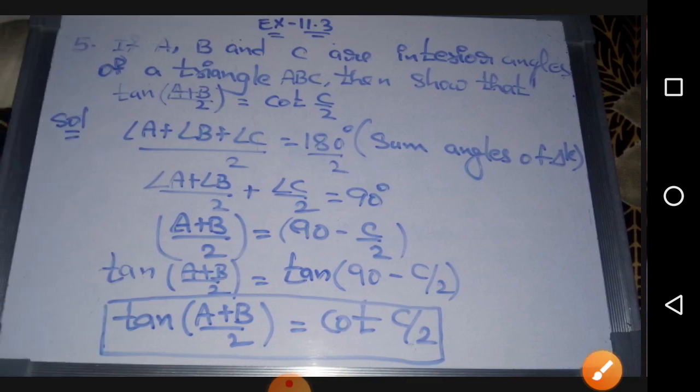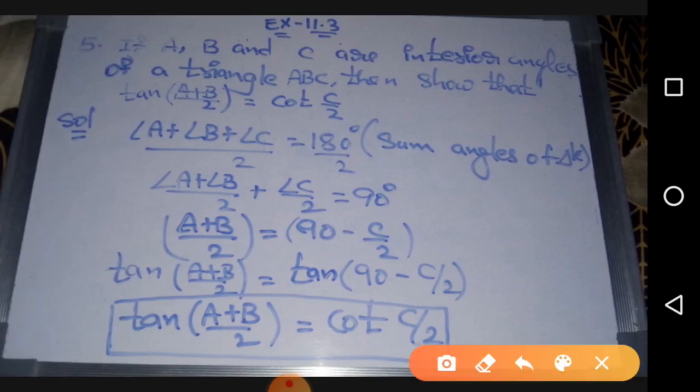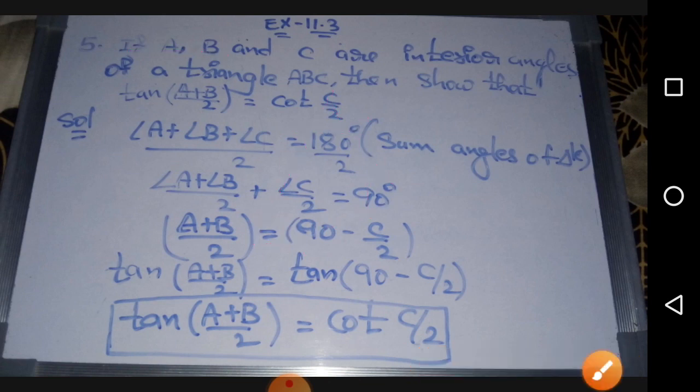Let's move on to the fifth question. Sorry for the visibility, due to the light marker. If you have any questions, please comment in the comment section. The question is, if A, B and C are the interior angles of a triangle, this is the interior angle, as I have told you in the examples, same type of question.